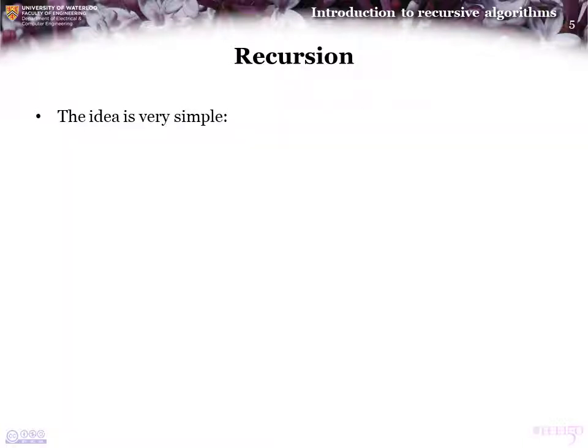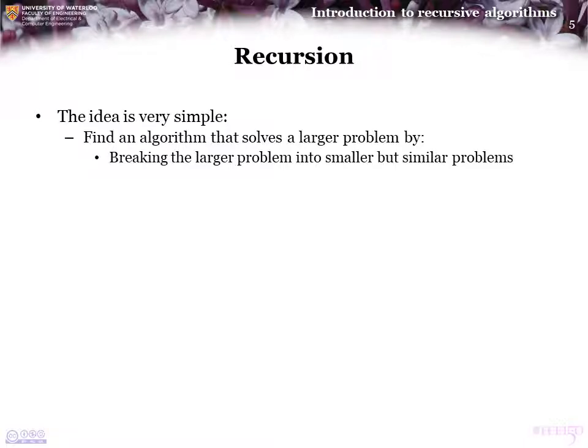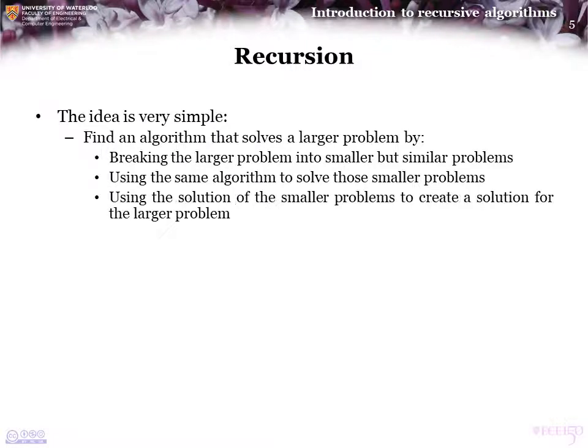The idea of a recursive algorithm is reasonably straightforward. It is an algorithm that solves a larger problem by first breaking the larger problem into smaller but similar problems, using the same algorithm to solve those smaller problems, and then using the solutions to those smaller problems to create a solution for the larger problem.